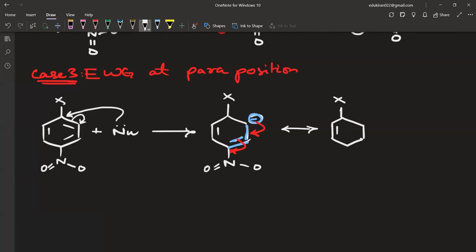Now we have X, double bond, negative charge here, and the same carbon is containing the NO2 group. Okay.